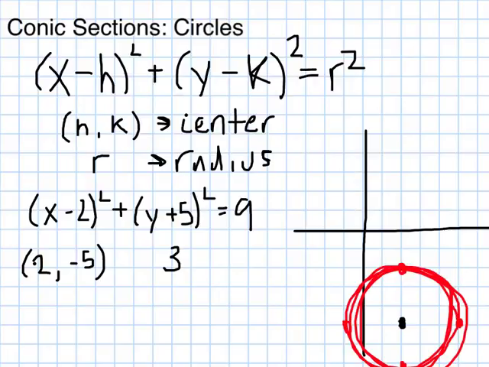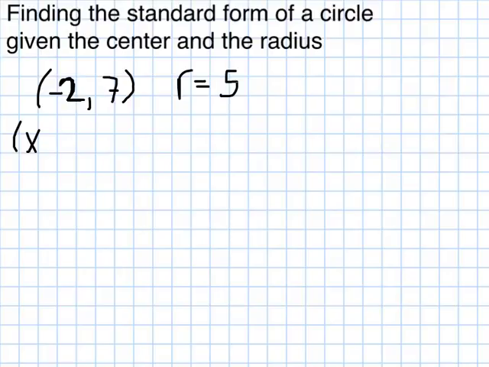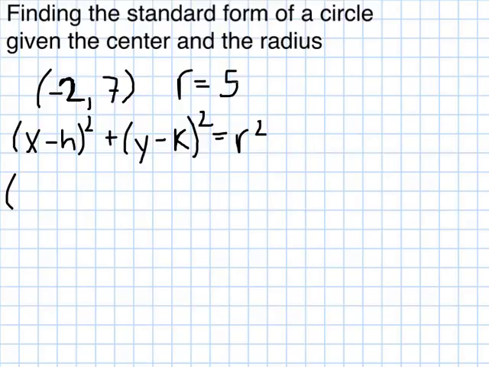Alright, so now let's look at how we would write the equation of a circle being given the center and the radius. Let's say we have a center at negative 2, 7. And we have a radius of 5. To put that into the standard form, remember the standard form is (x minus h) squared plus (y minus k) squared equals your radius squared. So we have x minus negative 2, so that's plus 2 squared, plus (y minus 7) squared equals your radius squared. And your radius is 5, so 5 squared is 25.